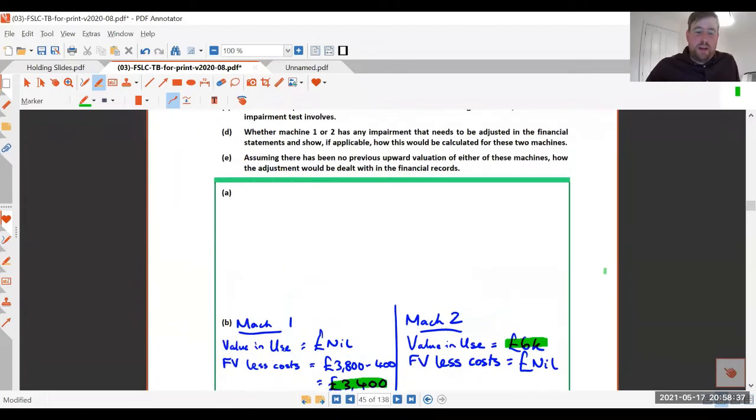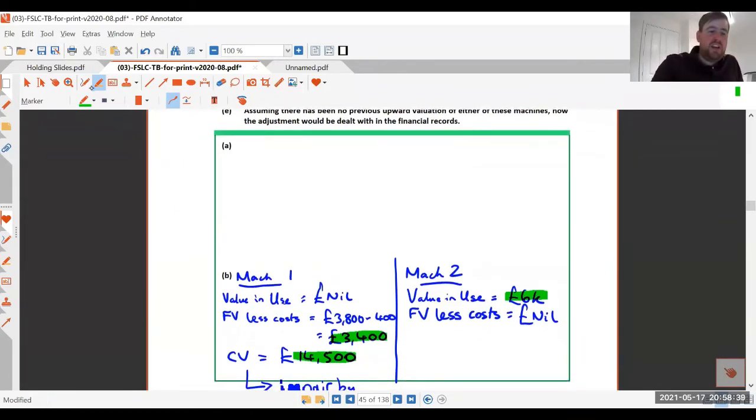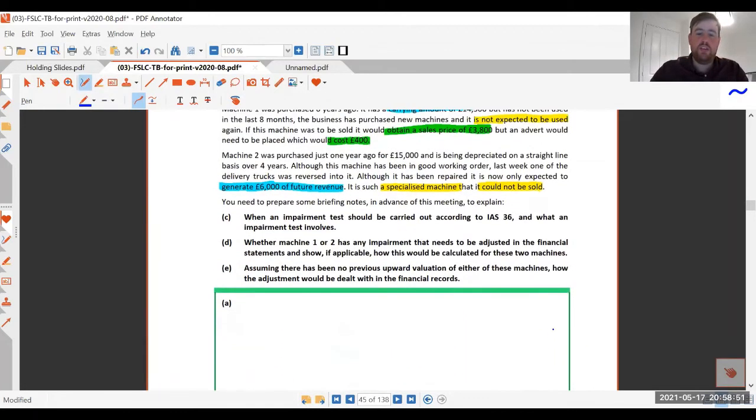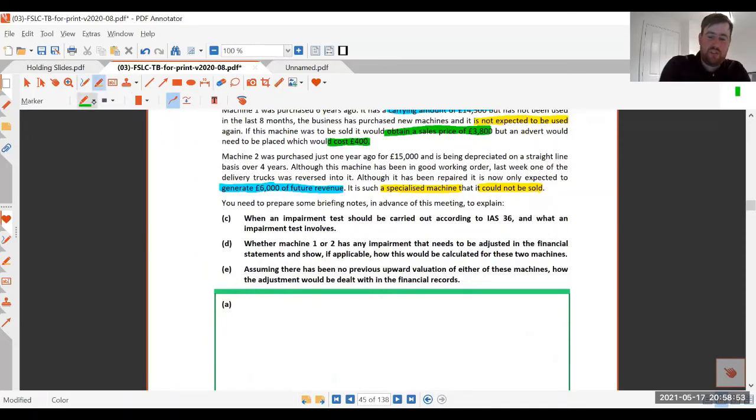I did see flying past in the chat box our next step, and I believe the calculation was correct. It's now flown by, so apologies. I believe it was Nelly who got there, so well done. But we need to then have a look at this carrying value. This time around, they didn't give it to us straight away. They did tell us that we bought it for 15,000 and we're doing straight line depreciation over 4 years, and we've had it for 1.